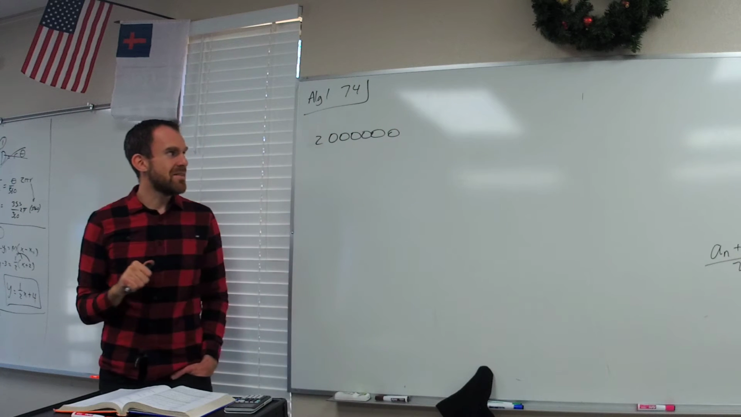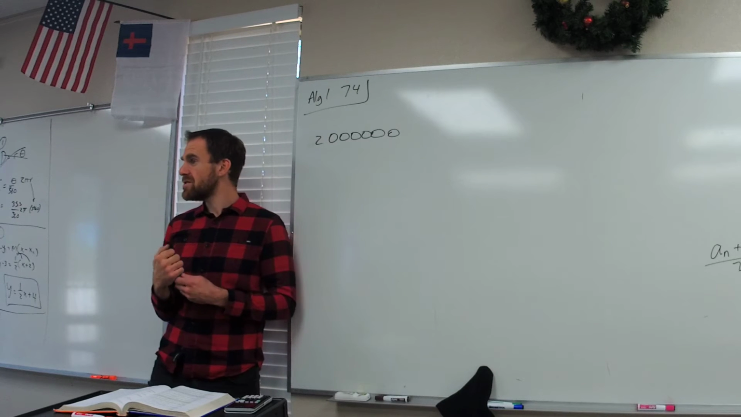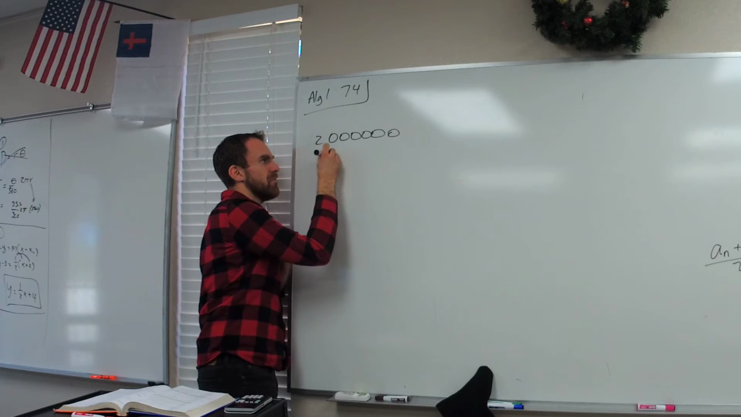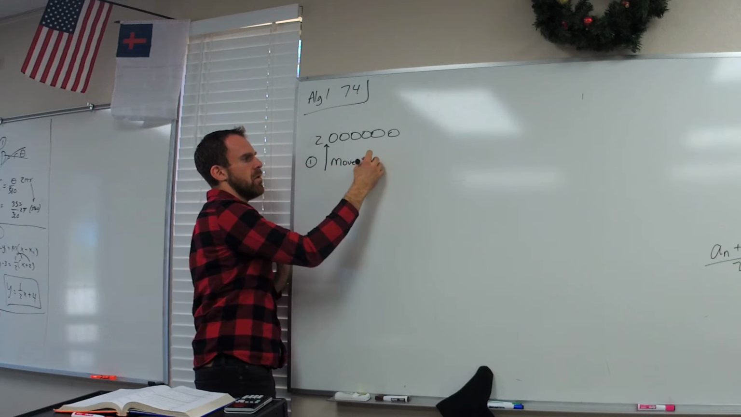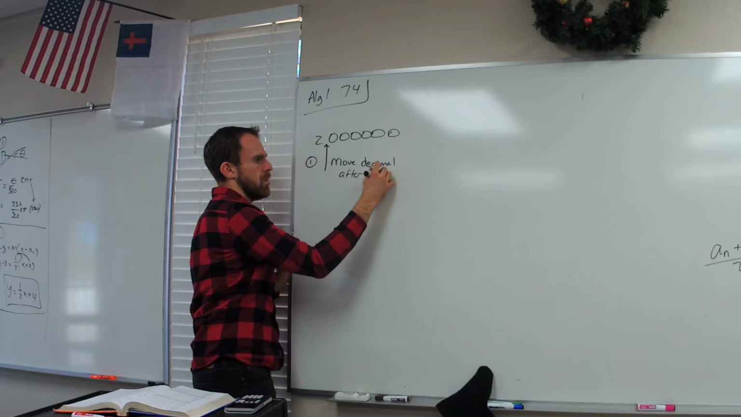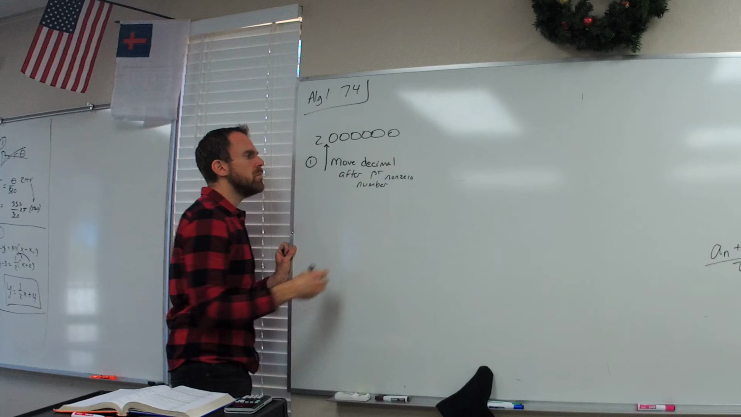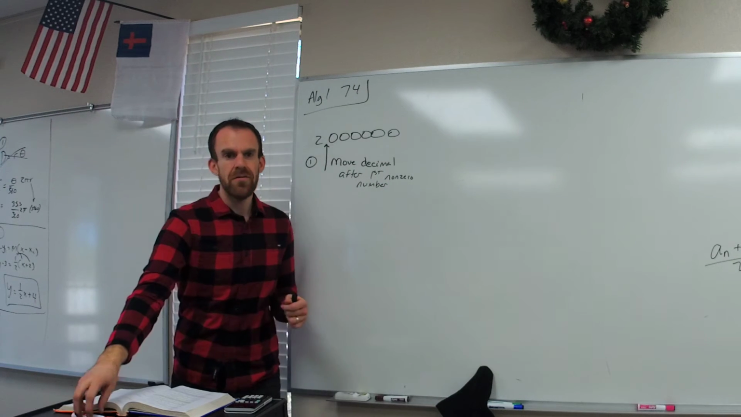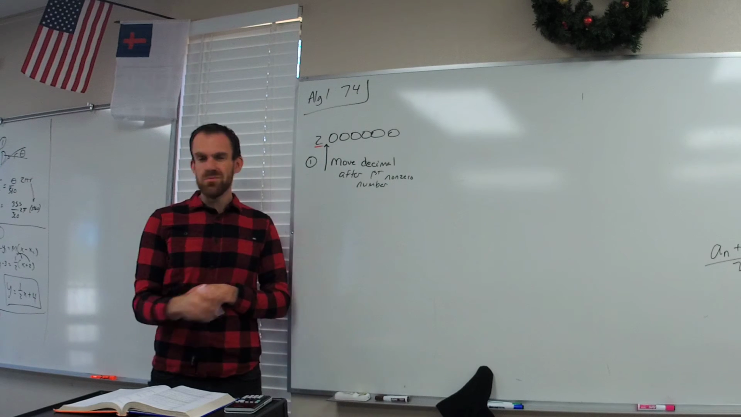Okay, we're going to take this number and we're going to write it in scientific notation. There are two steps. Step one, you move the decimal point after the first non-zero number. So the first number that's not a 0, and this number is 2. And I'm going to move the decimal point there.